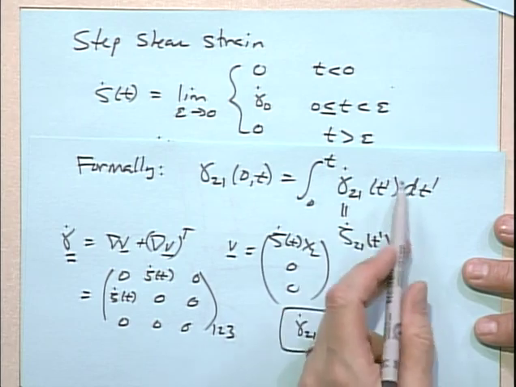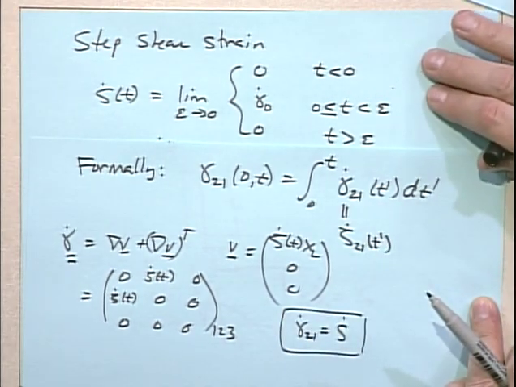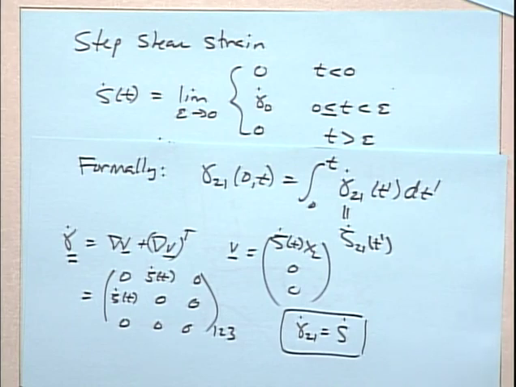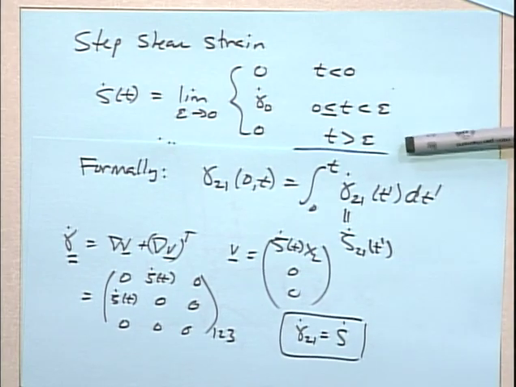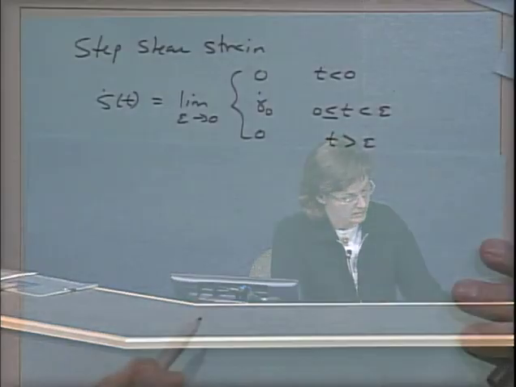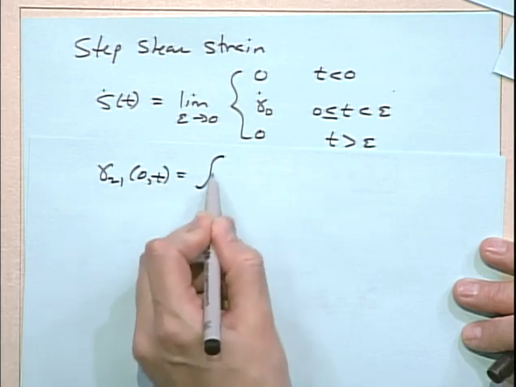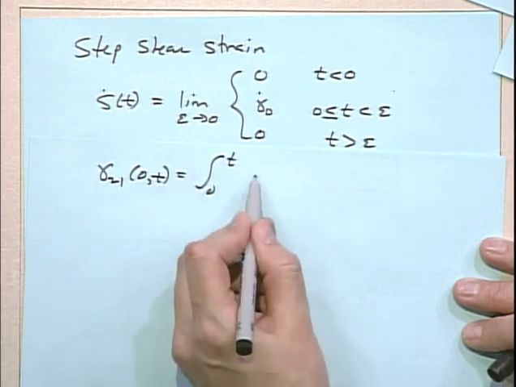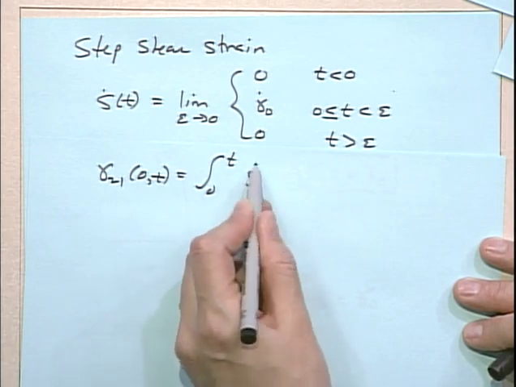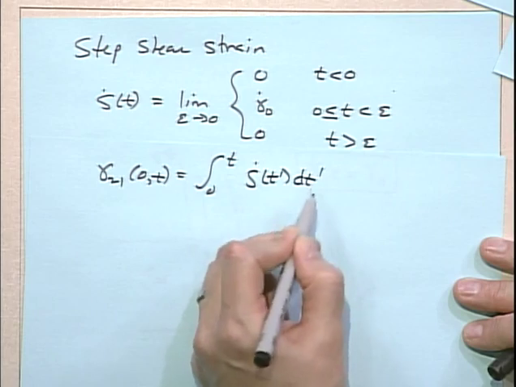So now I just need to carry out this integration for this function. I want you to get comfortable with these little integrations over these discontinuous functions, because this is going to be a fact of life for you for a little while here. All of our functions are like this for a while. So let's try it. The strain 2-1 between 0 and time t is the integral from 0 to t of the function sigma dot of t prime dt prime.